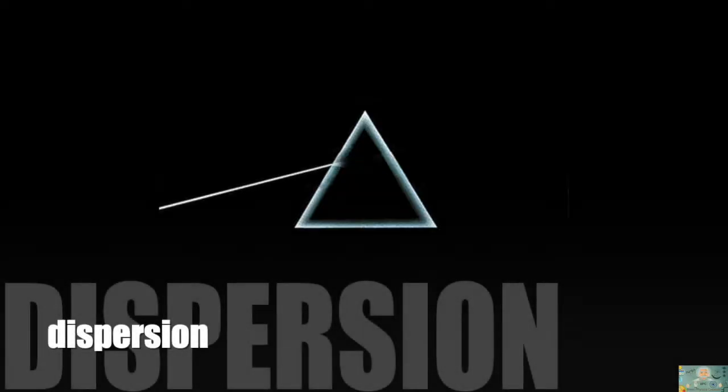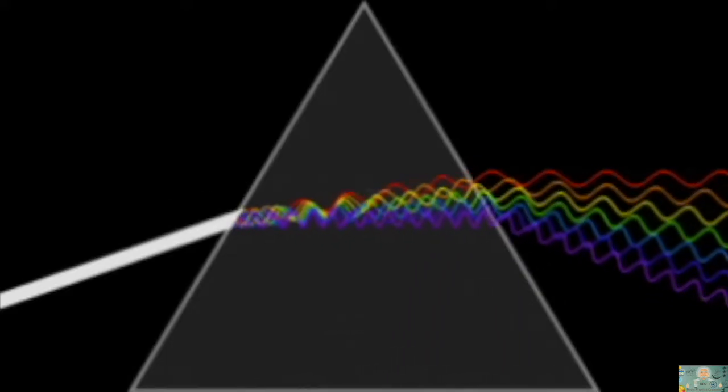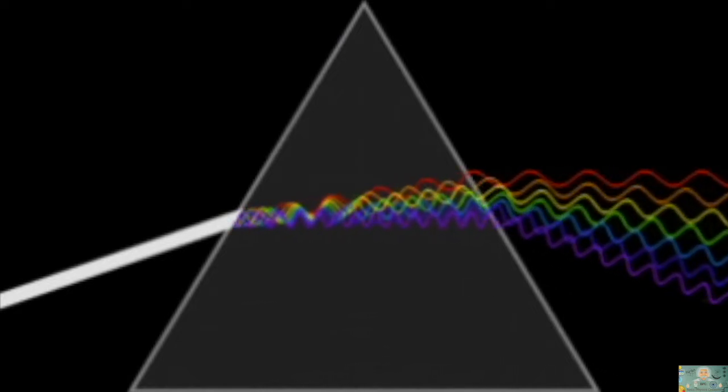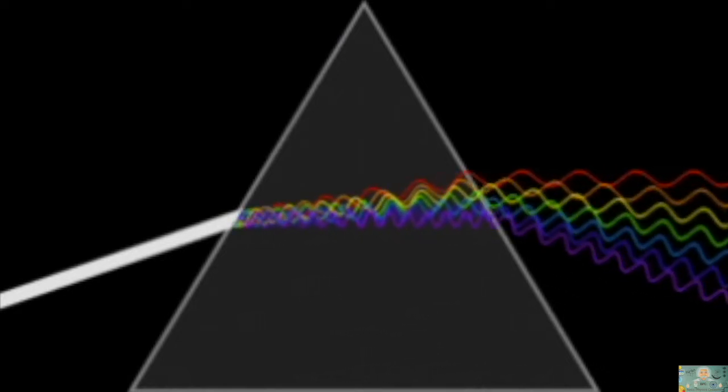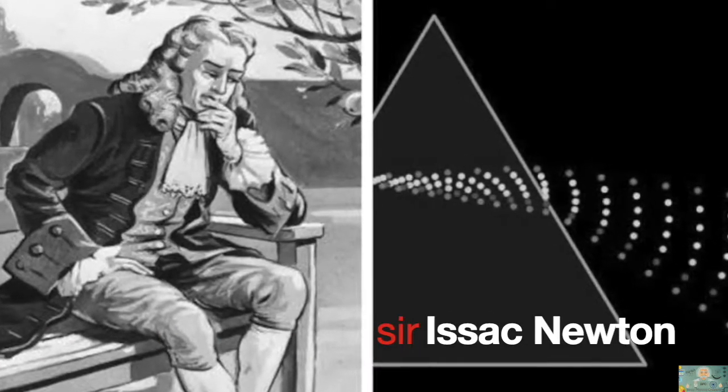And next, dispersion. What is meant by dispersion? Simply said, dispersion is the splitting of light. The phenomenon of splitting of white light into its constituent colors when the white light passes through a dispersing medium is called dispersion. This dispersion was discovered by Sir Isaac Newton.